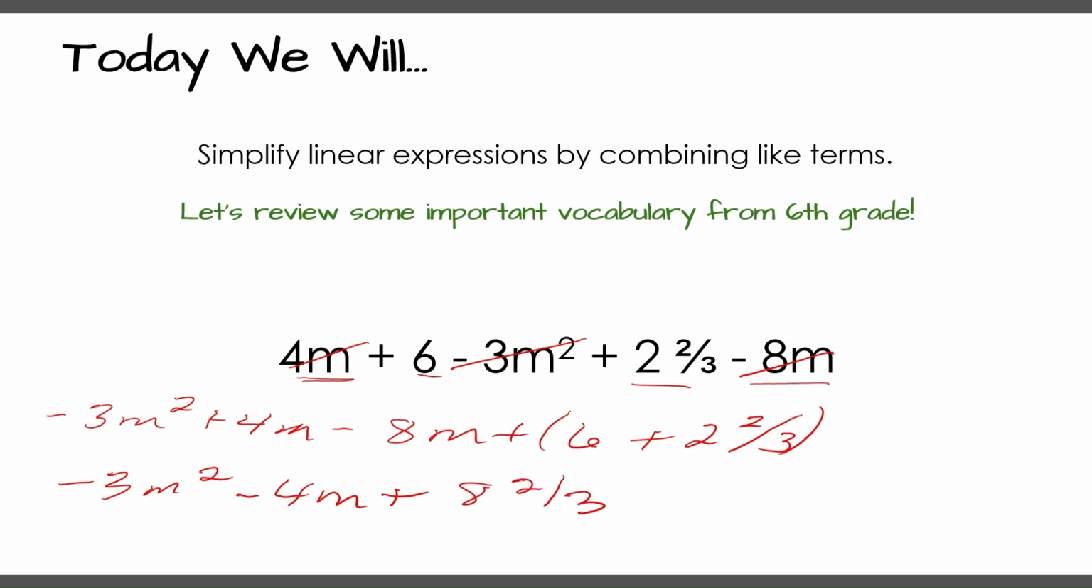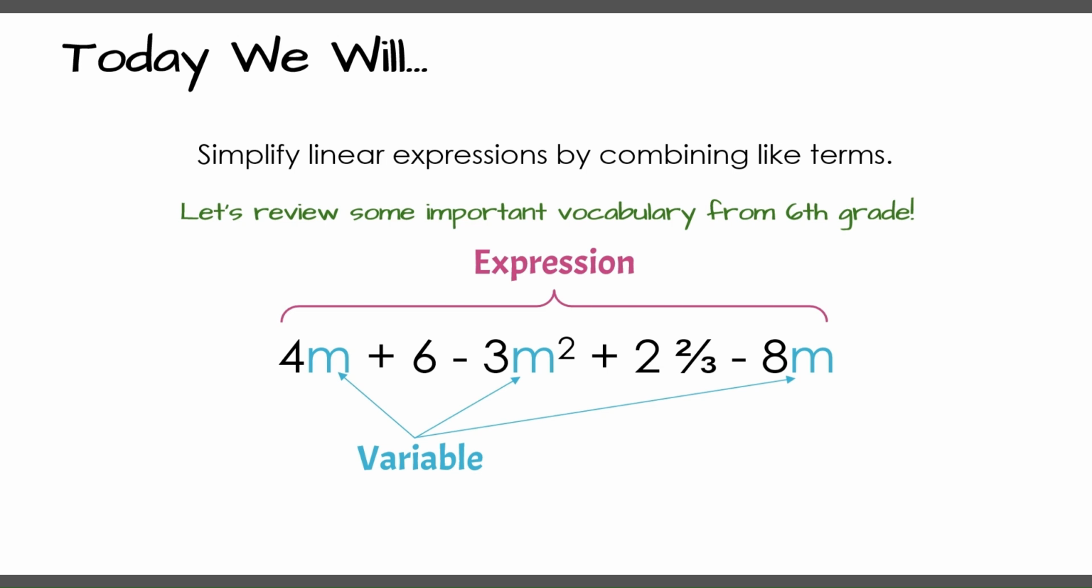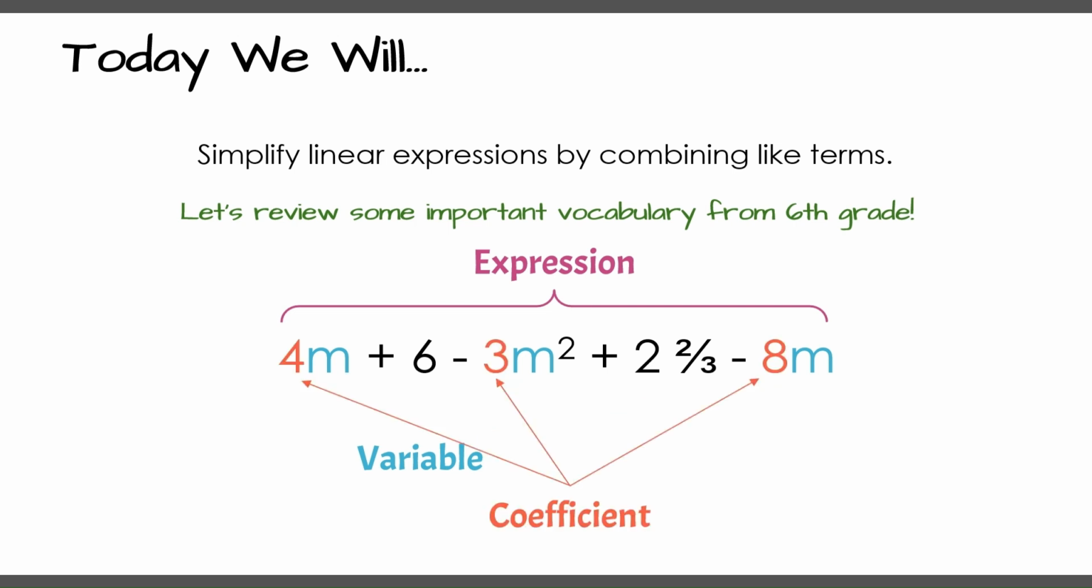So we're going to review all of the vocabulary with it as well. The whole thing is called an expression, does not have an equal sign. The next are the variables. They're m in this situation, but notice one of them has an m squared. The coefficient is the number in front of the variable, which means what is multiplied by m. And then the constants are 6 and 2 2/3, and that's why we combine them as well.